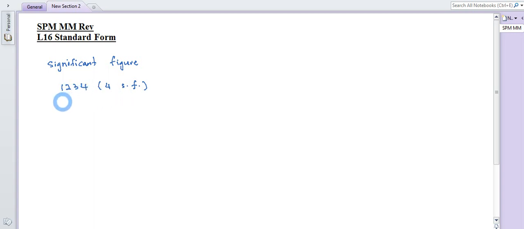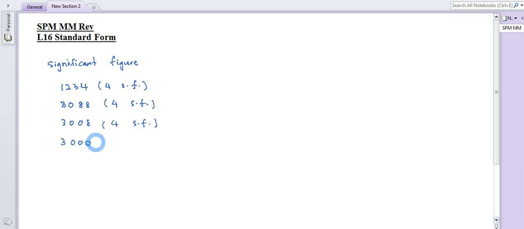If I have another number, which is 3088, this 0 lies between two non-zero numbers, so we consider it as a significant figure. So here we have 1, 2, 3, 4. Same thing, 4 significant figures. How about 3008? Same thing, 1, 2, 3, 4, so we have 4 significant figures. So how about this one, 3000?